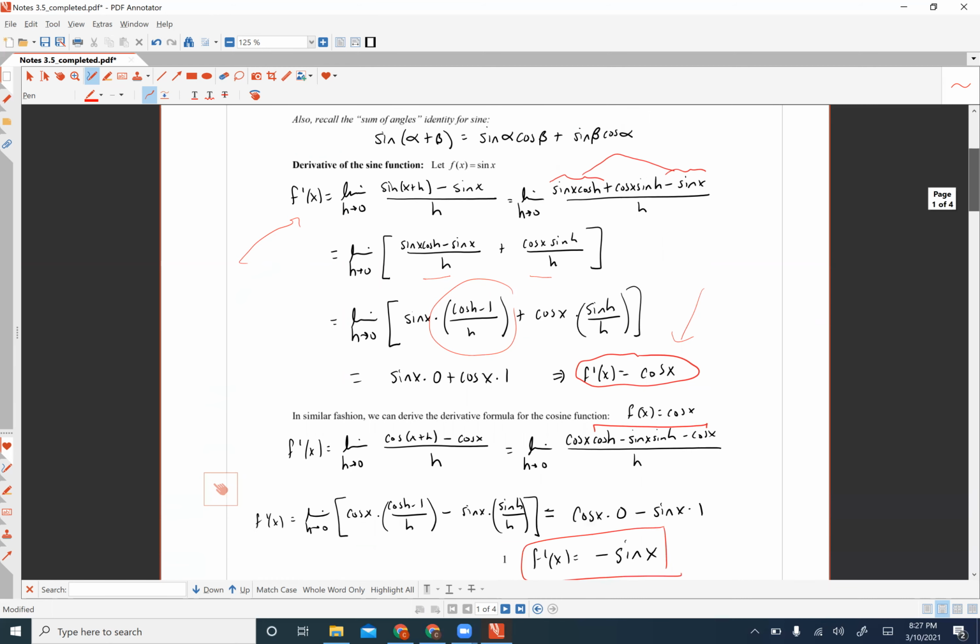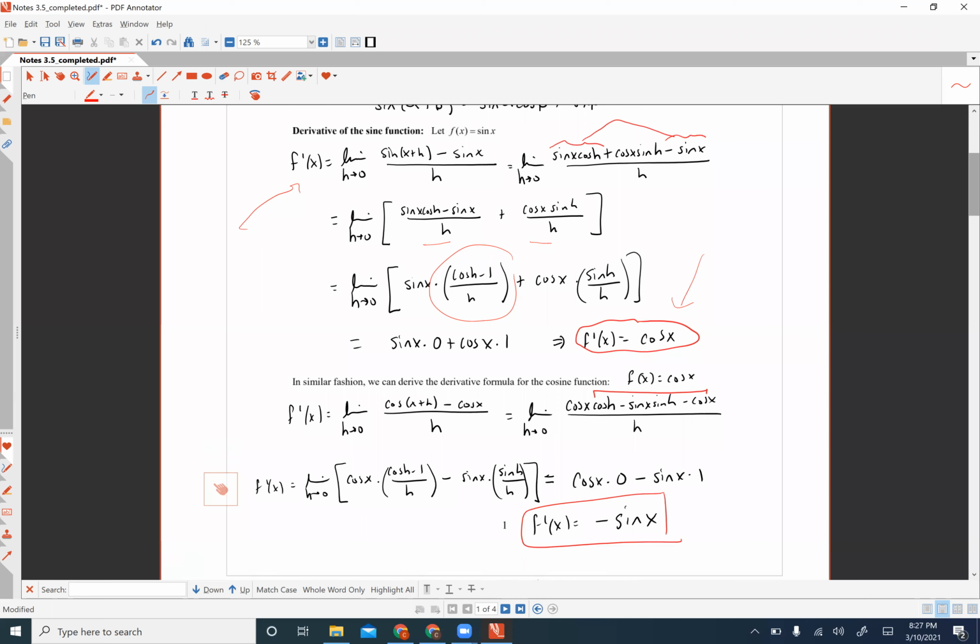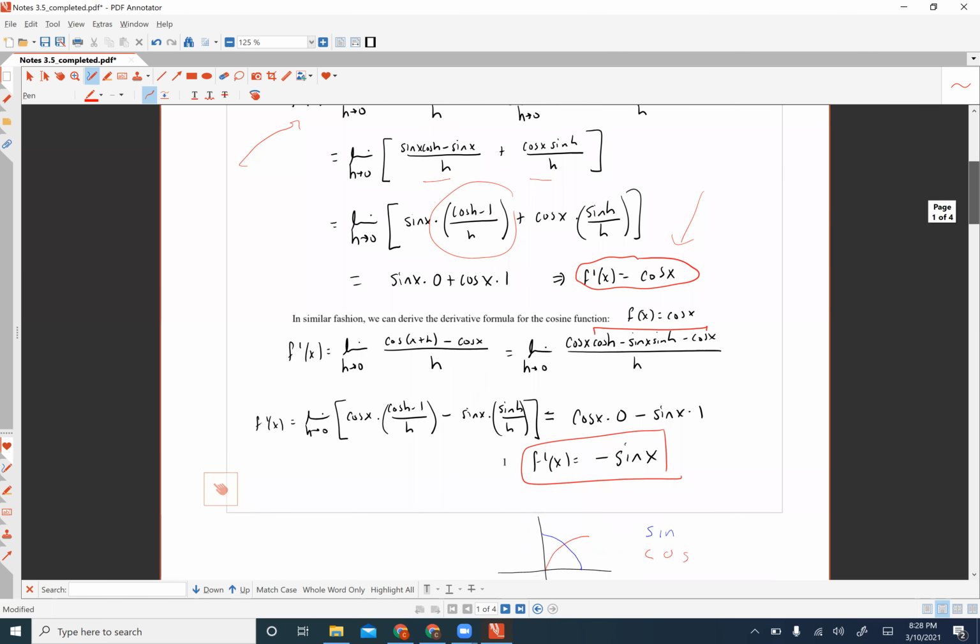Then we can actually do the same thing for cosine. And it turns out the derivative of cosine is minus sine. Now, I have to tell you, since when I first learned this, sometimes I'll forget which one it is. I know the derivative of cosine involves sine, and the derivative of sine involves cosine, but which one has the minus sign in front? Sometimes that would give me problems.